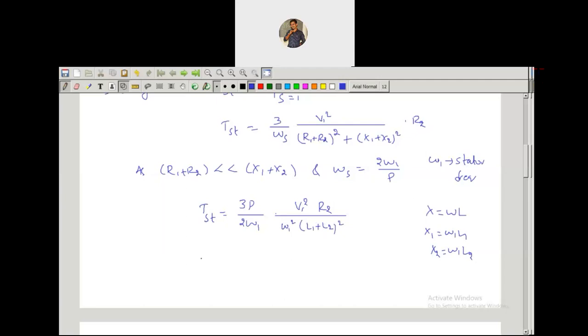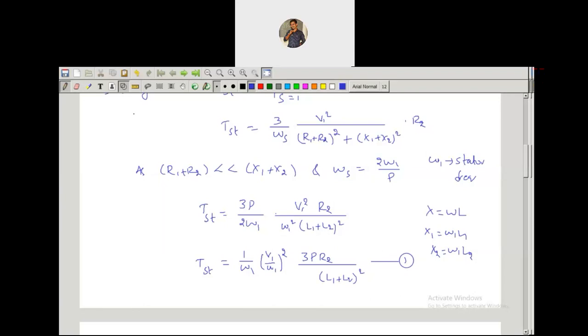Okay, so let me redraw this equation. Starting torque is equal to 1 by omega 1 and V1 by omega 1 whole square and 3 times P R2 by L1 plus L2 whole square. Sorry, omega 1 square is not there. So let me make it equation number 1. Just keep this equation aside.